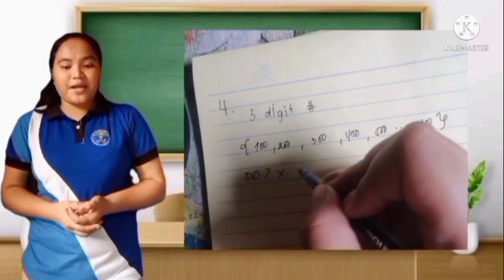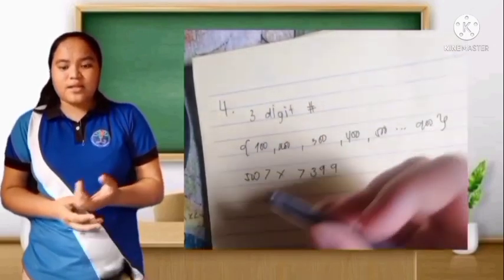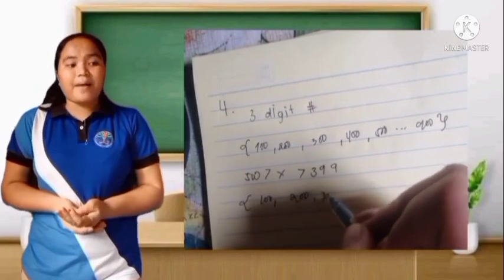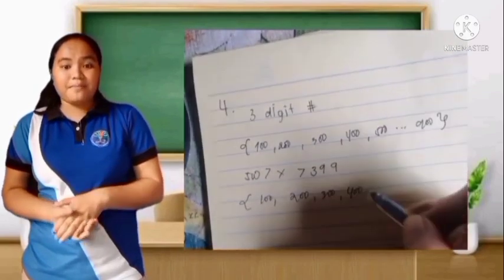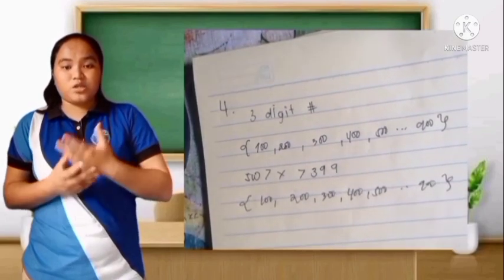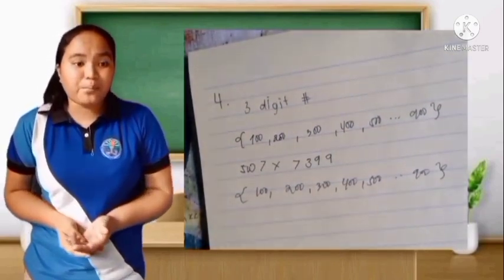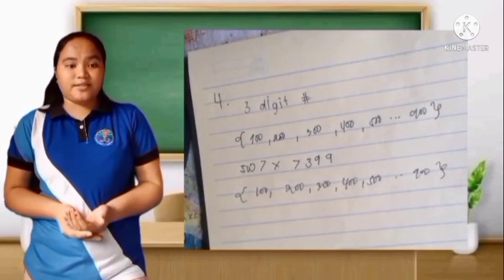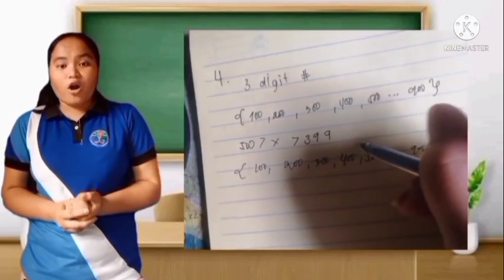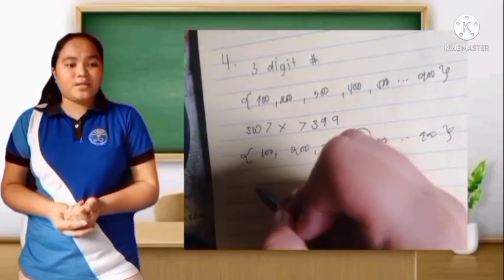Now, I am larger than 399 and smaller than 500. So, ano kaya yung number na hinahanap natin dito? There is a possible chance na yung hinahanap nating number na mas mataas sa 399 at mababa sa 500 ay makita natin sa 3-digit numbers na nilagay natin, which is 100 to 900. Ano nga ba? What is the number that is larger than 399 and is smaller than 500? So, absolutely, it's 400.